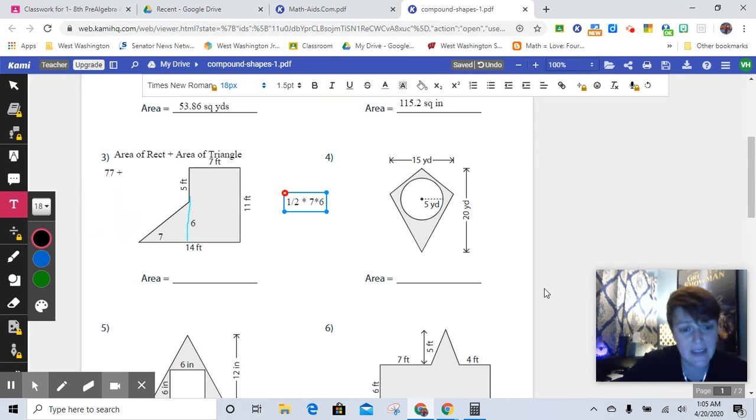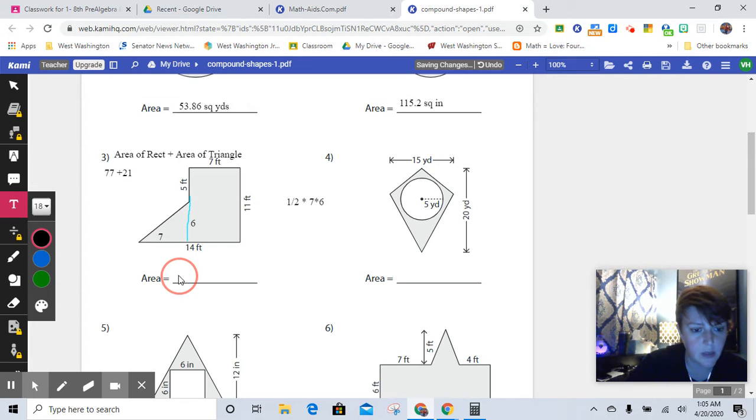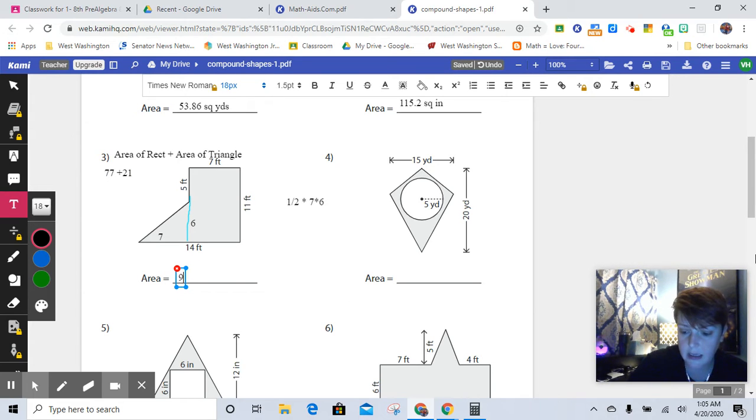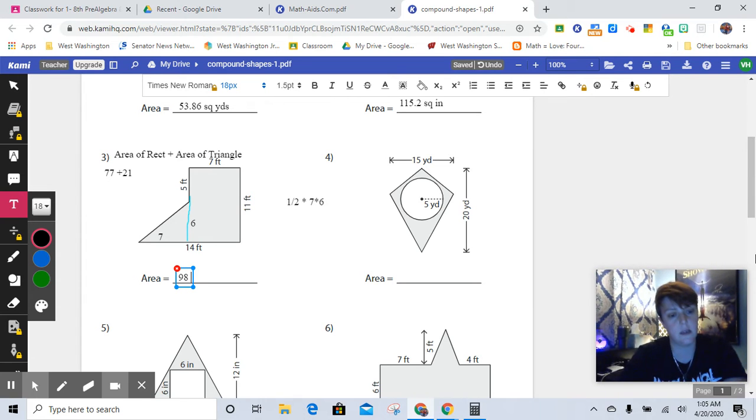I could do that and then take half of that, which is 21, which happens to be a number that I know. Or I could be like half of 6 is 3 times 7 is 21. Because all of those are being multiplied together, and so it doesn't matter what order I do them in. So 77 plus 21 is 98 square feet.